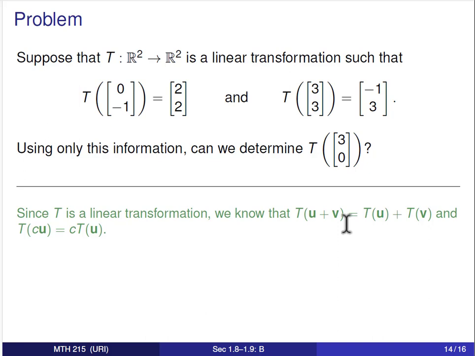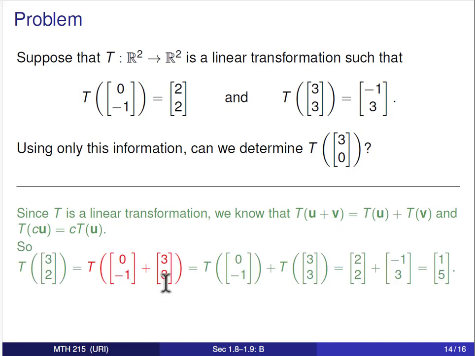If I do that, plugging (0, -1) and (3, 3) in, on the right-hand side, I'll get T of (0, -1) plus T of (3, 3), because that's what the linear property says. And I know that T of (0, -1) is (2, 2), and I know that T of (3, 3) is (-1, 3), so I can add those vectors together, and I'll get (1, 5) as my answer. Now, on the other hand, adding (0, -1) to (3, 3) is going to give us the vector (3, 2). So this formula, using the u and v that we did, just tells us that T of (3, 2) is equal to (1, 5).